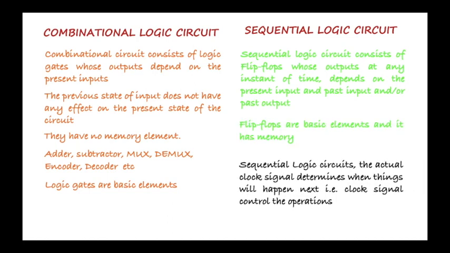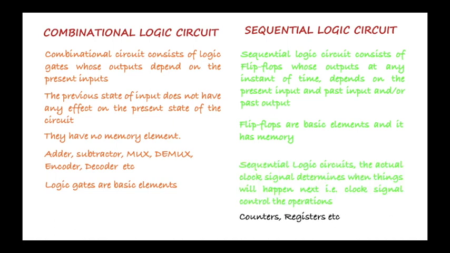And in sequential logic circuits, the clock signal determines when things will happen next, that is, what operation will be first and what operation will be next. The clock signal controls the operations. Counter, register and other memory elements are examples of sequential logic circuits. So let's discuss the basic gates, which are the basic elements of the combinational logic circuits.